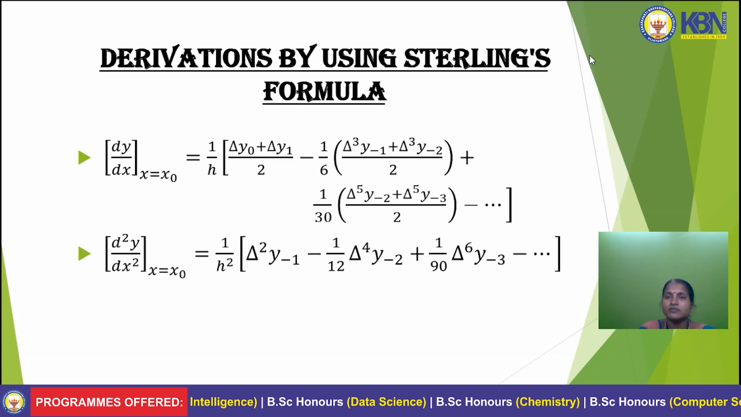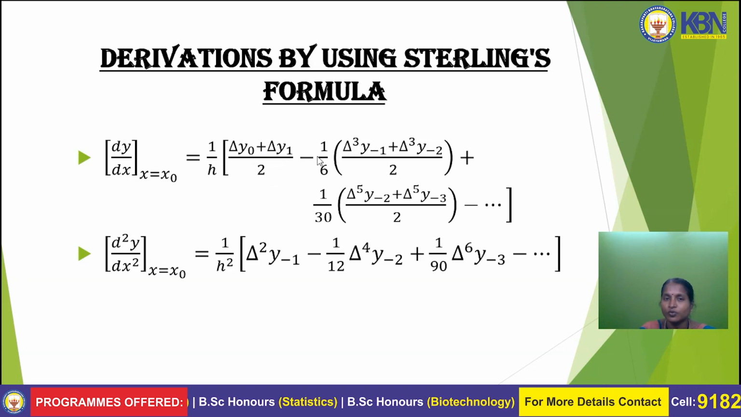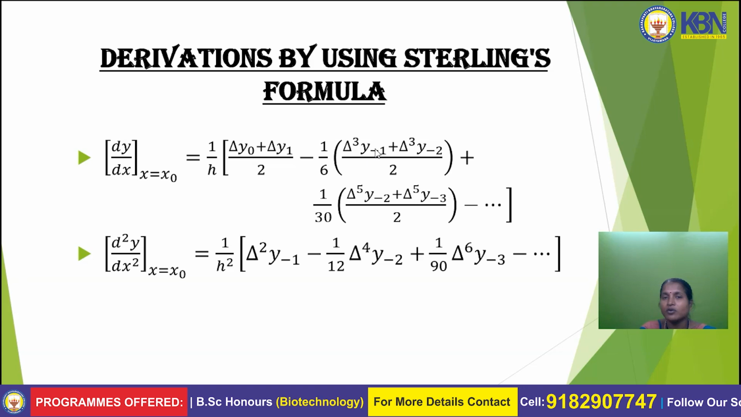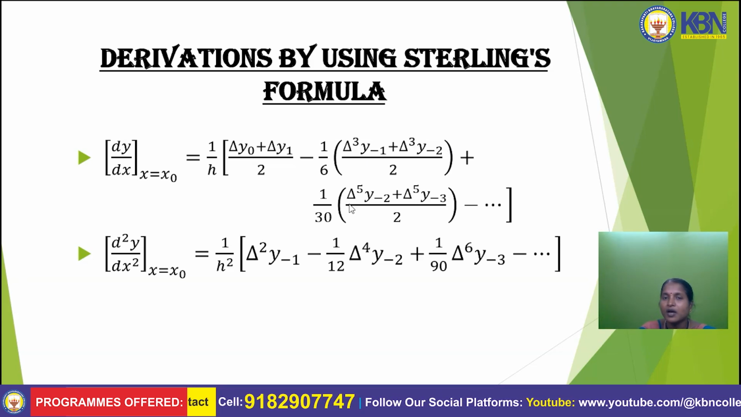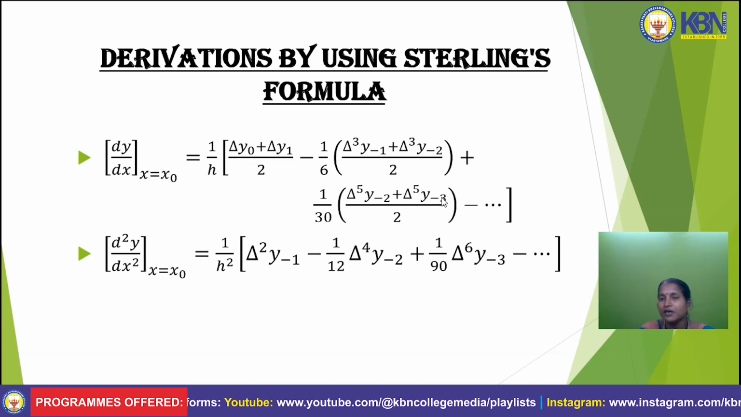Derivatives by using Stirling's formula. In the previous chapters we already learned what is meant by Stirling's formula. In Stirling's formula we can write the first derivative and second derivative forms. dy by dx at x is equal to x naught formula goes to 1 by h into delta y naught plus delta y1 by 2 minus 1 by 6 delta cube y minus 1 plus delta cube y minus 2 by 2 plus 1 by 30 delta power 5 y minus 2 plus delta power 5 y minus 3 and so on. Here we are getting plus and minus alternatively, plus minus plus minus.